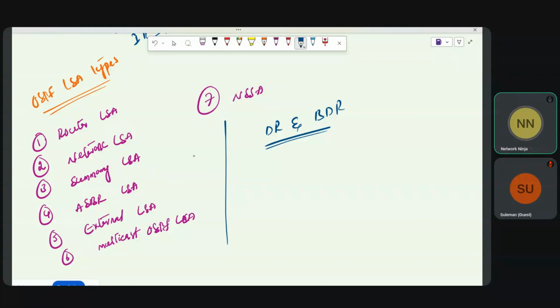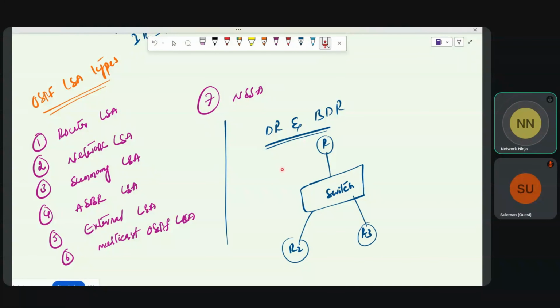So DR and BDR election will happen in the broadcast kind of network. See, if you have a switch here like this, and for this switch you have multiple routers connected. Among these three routers, router 1, router 2, router 3, the DR BDR election is going to happen because it's a broadcast multi-access network. So here the DR BDR election is going to happen.